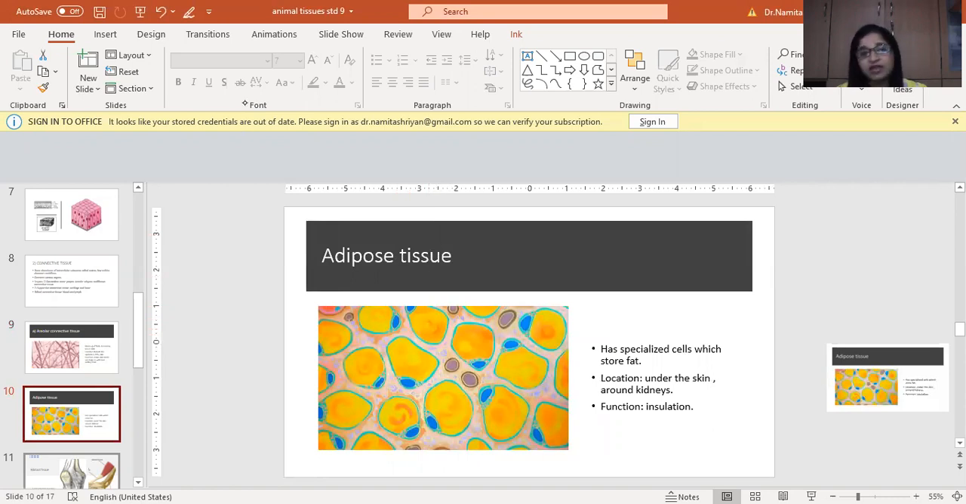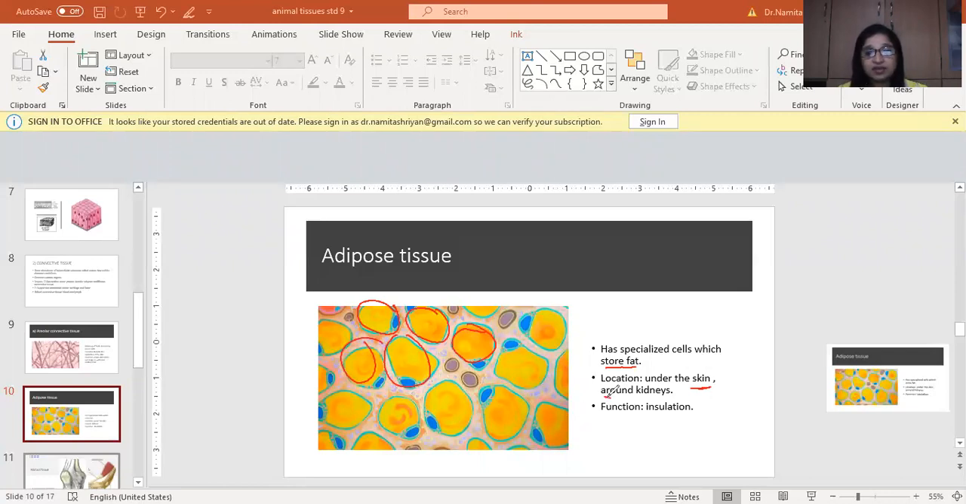Simple. When I talk of adipose tissue, it is related with adipocytes, that is your fat containing cells. So definitely you will have this, if you can see, specialized cells which are going to store fat. So this tissue is made up of these special kind of cells which are going to store fat in them. Where are they present? Again, under our skin. So yes, beneath our skin, there is a layer of fat. It insulates us, keeps us warm during cold winters, right? It is very, very important.